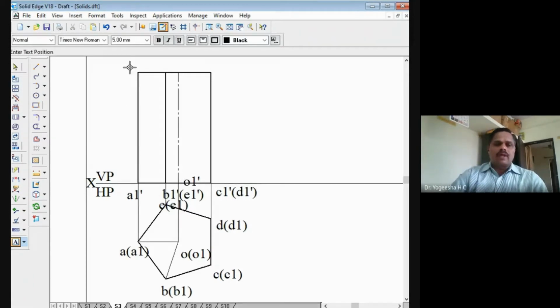And here in the top face also I can mark the points A dash. So this point is B dash in the bracket E dash, and this point is C dash in the bracket D dash, and this point I can mark as here O dash, right? That is the axis point.